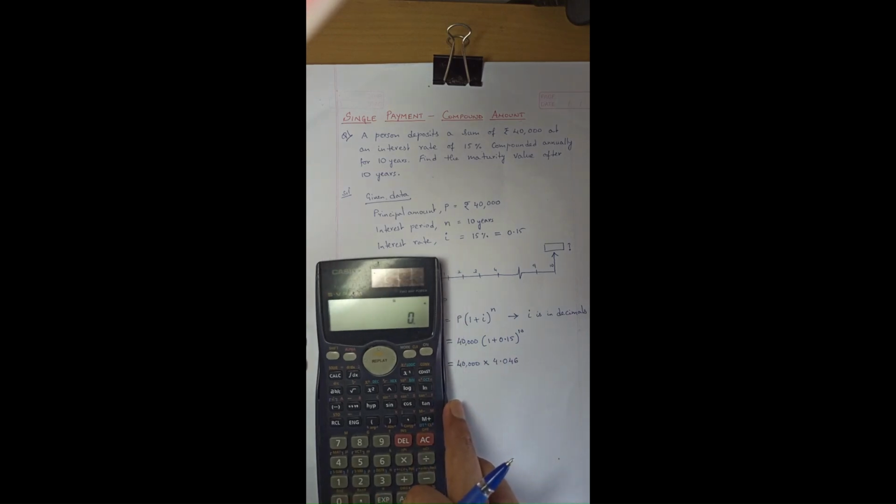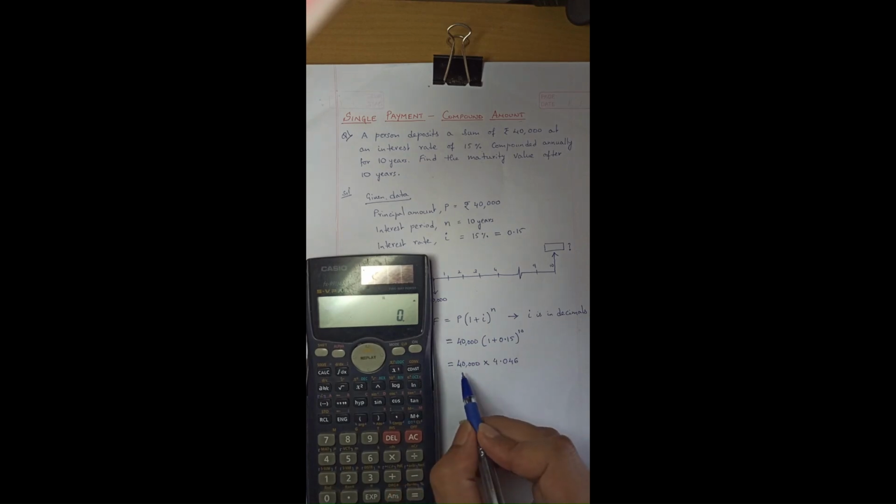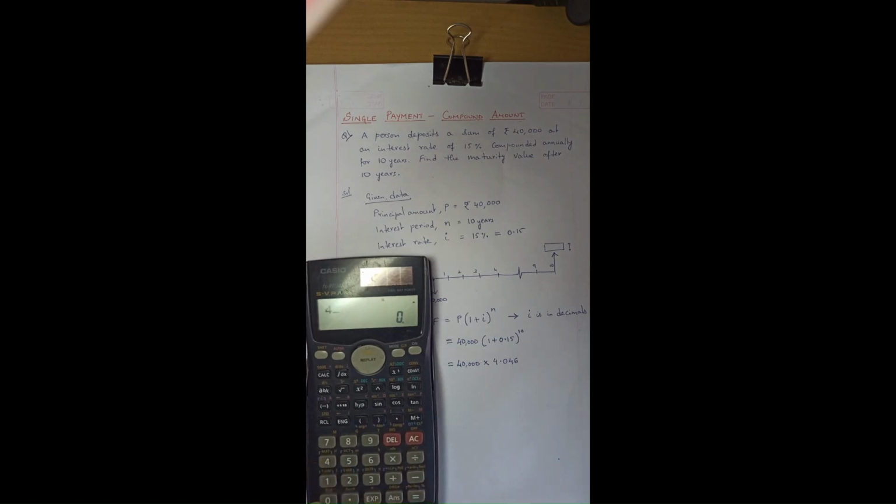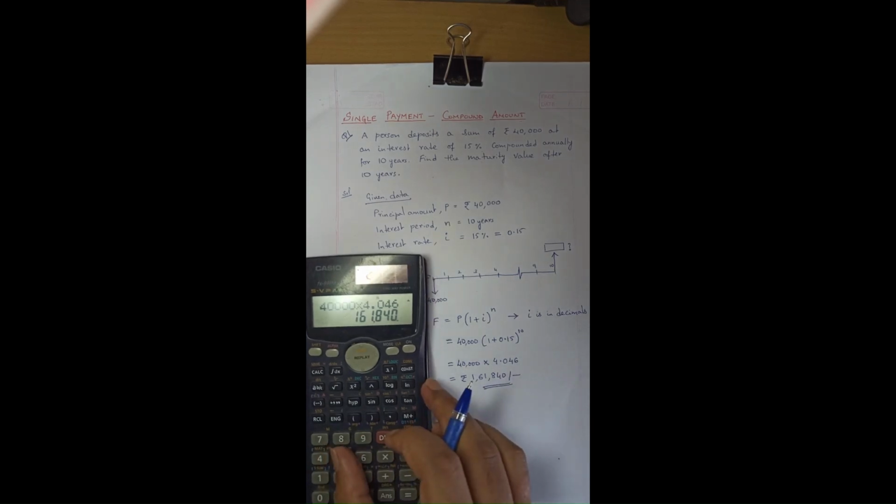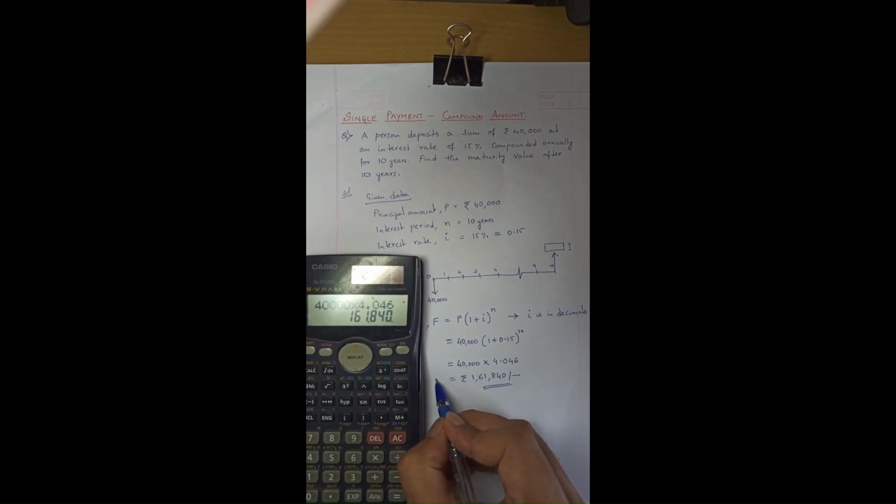Now I am multiplying with the principal amount. So 40,000 multiplied by 4.046 gives rupees 1,61,840. So this is the maturity value.